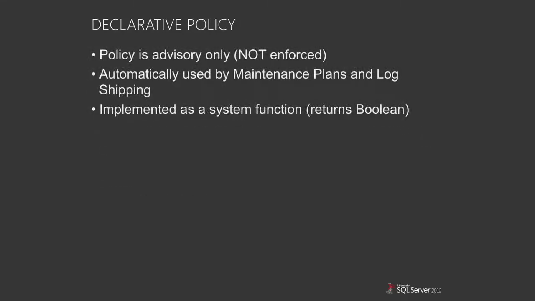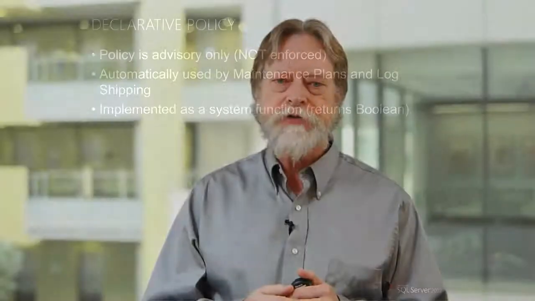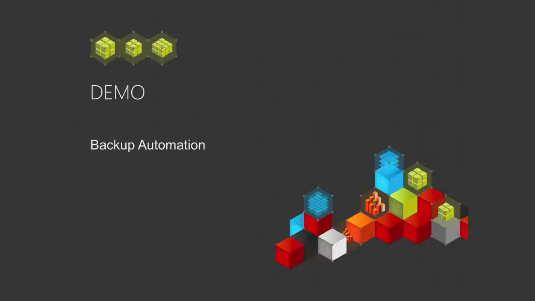The policy is advisory only, it's not enforced. In other words, if you sit down and request a backup specifically, we're not going to prevent that. It's used in maintenance plans and log shipping or in any scripted backup job that you did. The idea is that there would be a preamble in the script which calls a system function, which I'll describe during the next demo, and that tells whether you're currently running on the preferred replica or not. If you're running on the preferred replica, it returns a true and you do the backup. If it returns a false, you just skip the backup and return normally. So let's see what this looks like in action.